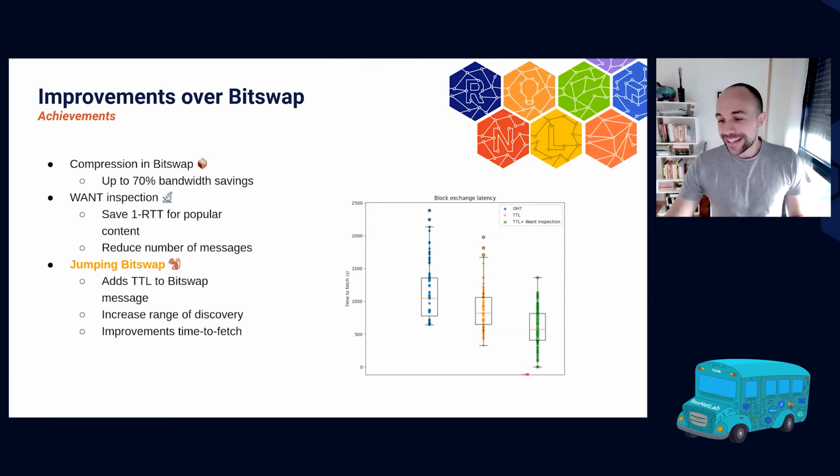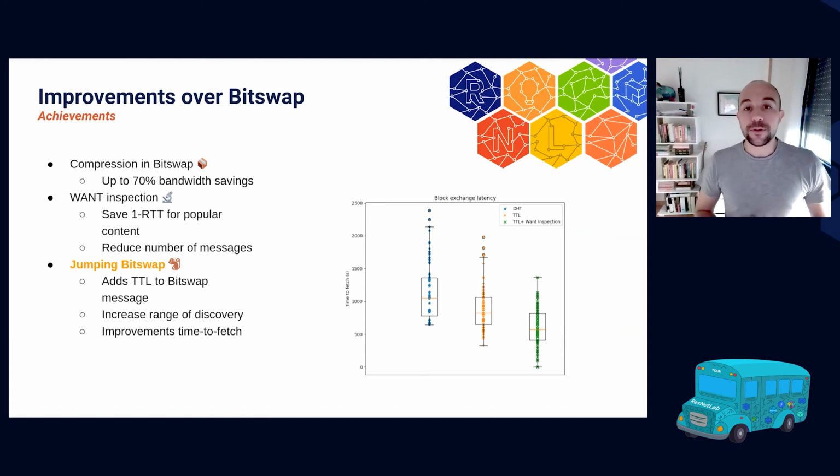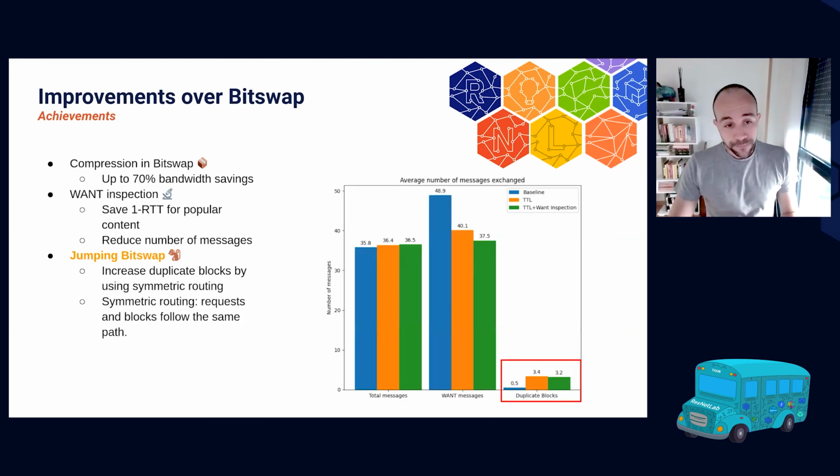And actually, we see that this improvement worked, and we could improve even more the time to fetch by adding the jumping Bitswap with want inspection, because we could populate the peer block registry with more information. The problem, of course, is that this comes with a trade-off.